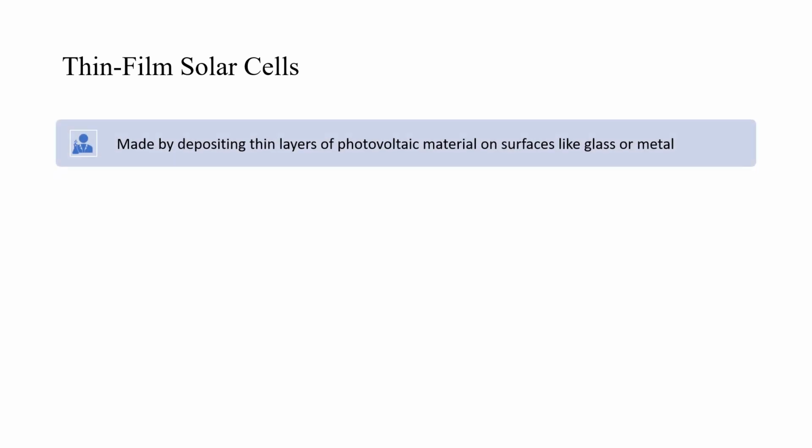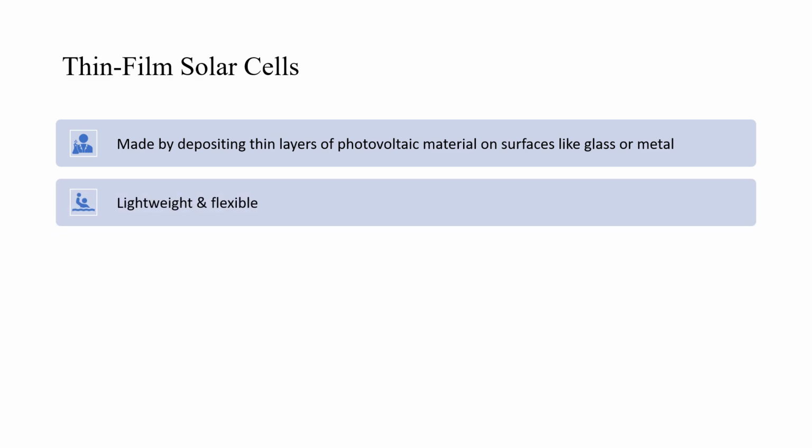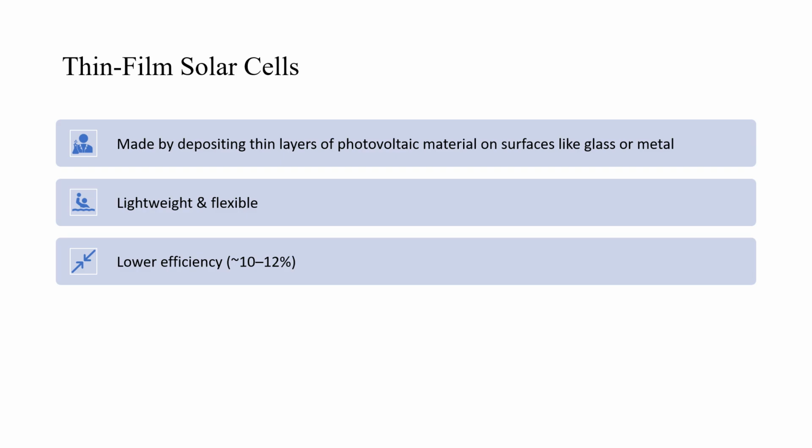The third type of solar cell is the thin film solar cell. A thin layer of photovoltaic material is deposited on a glass or metal surface to constitute a thin film solar cell. The advantages of this kind of solar cell are that it is flexible, lightweight, and cheaper to produce. Its efficiency is in the range of 10 to 12%.